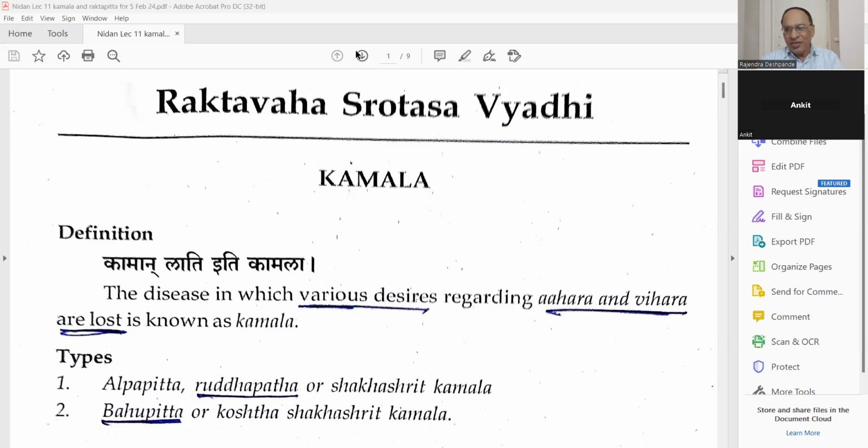And today's lecture is related with the Roganidan Vikruti Vijnana subject for the second year or the third year BMS students. And today I would like to start with the paper 2 because some topics from the paper 1 we have covered. But paper 2 is basically related with the various types of diseases, diseases according to the Srotasa.